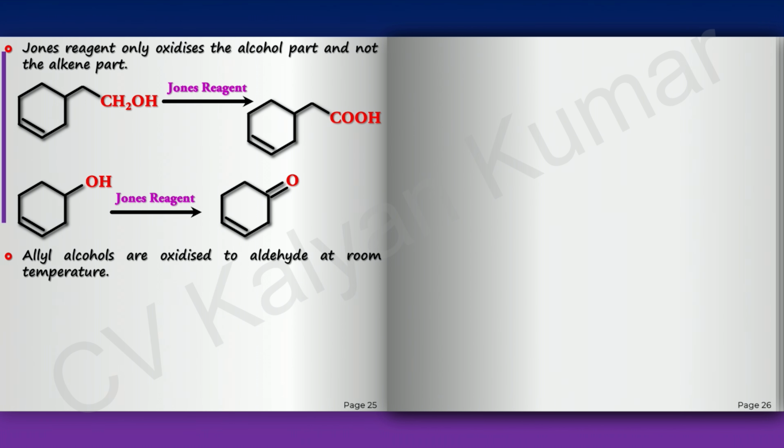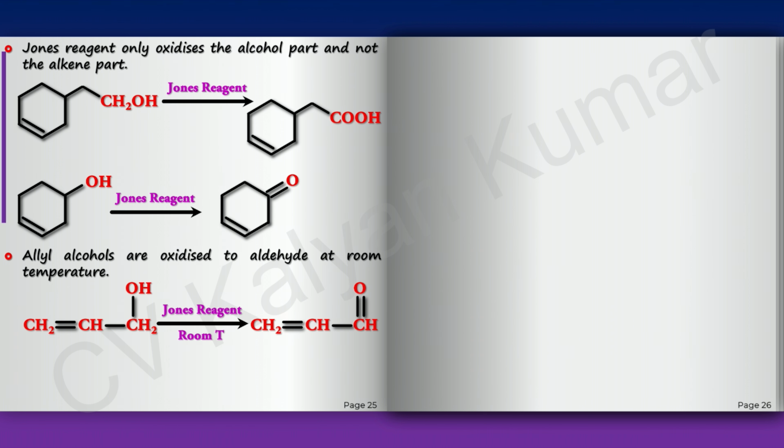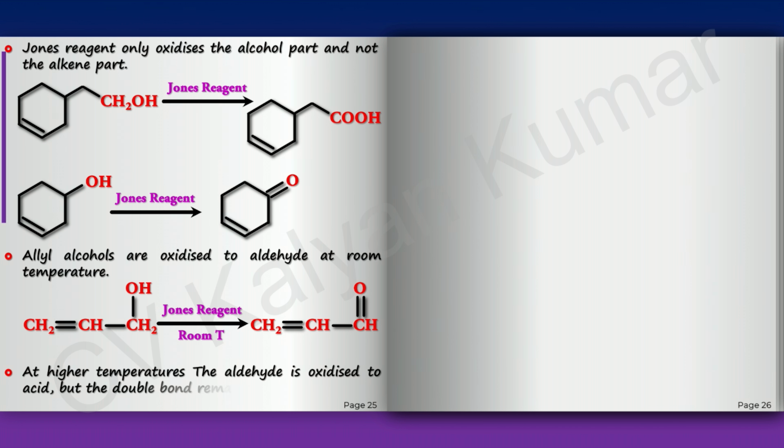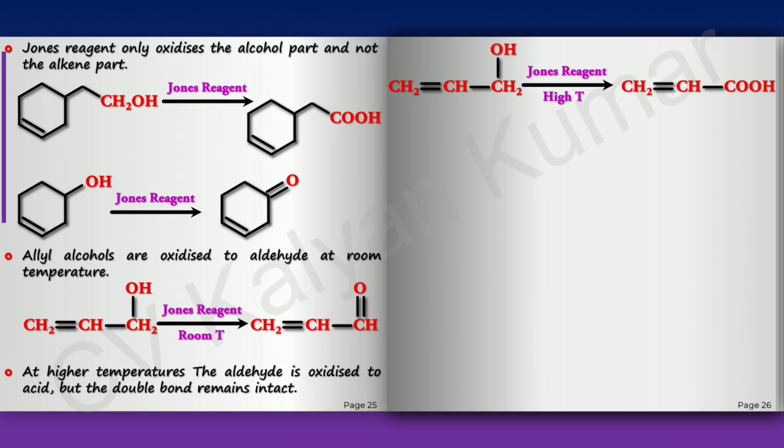When it comes to allyl alcohol, and if it is primary, it will only oxidize it to aldehyde at room temperature. Only at high temperature will the aldehyde become an acid. So if you were to do this reaction at high temperature, then it will become an acid. And the reagent that actually oxidizes in Jones reagent is chromic acid or dichromic acid.